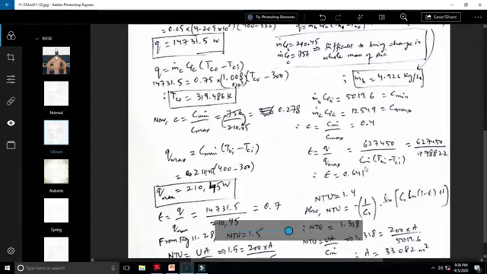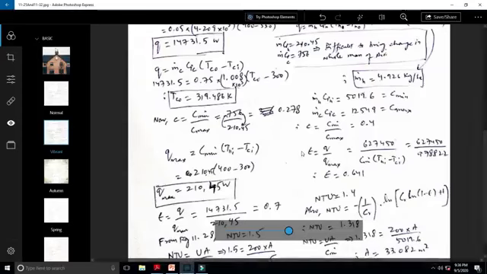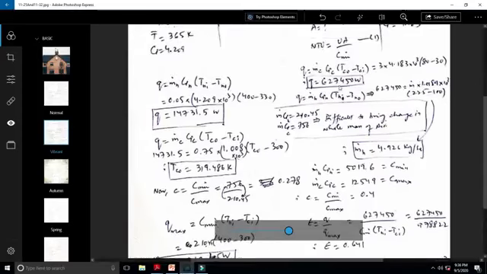in order to use that chart, we need to have the value of epsilon as well. Because over here we can see that along with Cmin over Cmax, we need to have the value of epsilon to find NTU, or NTU to find epsilon. Since we are trying to find NTU, we should be able to calculate epsilon. So epsilon is Q over Qmax, where Q is 627,450 watts.